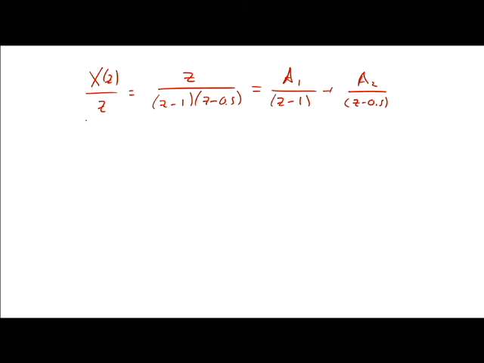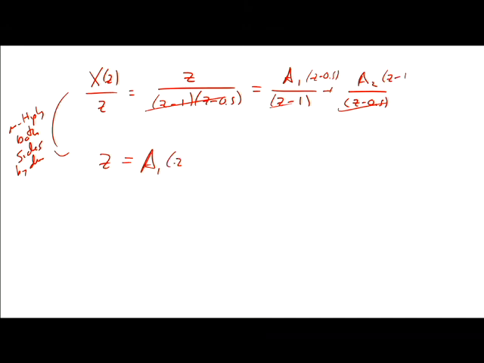Now we multiply both sides by the denominator. What ends up happening is that z is equal to, so the denominator disappears. Here the z to the minus 1 is going to disappear, and we're left with z to the minus 0.5. And there, that factor disappears, and we're left with z to the minus 1. So we have a1 z to the minus 0.5 plus a2 z to the minus 1.